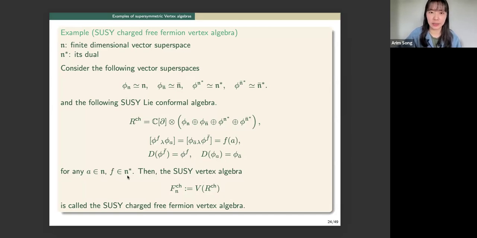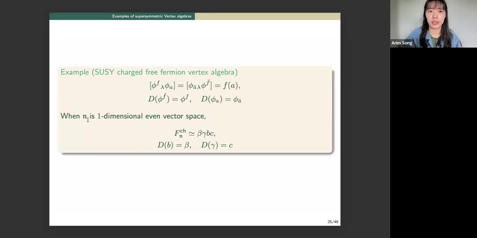To understand it more easily, we'll just consider the case when N is a one-dimensional even vector space. Then you can see that phi F and phi A are even elements satisfying these relations. So these two generate a beta gamma system. On the other hand, phi A bar and phi F bar are parity reversed, so they're odd and satisfy these relations. So they generate a BC system. So when N is a one-dimensional even vector space, this charged free fermion vertex algebra is isomorphic to beta gamma BC, where the supersymmetry sends B to beta, while it sends gamma to C.